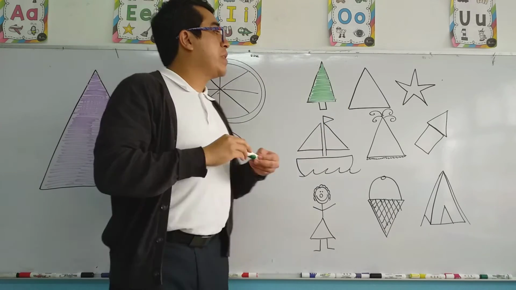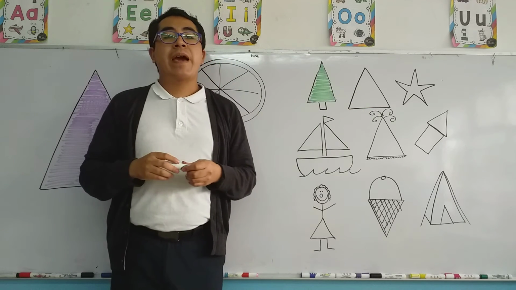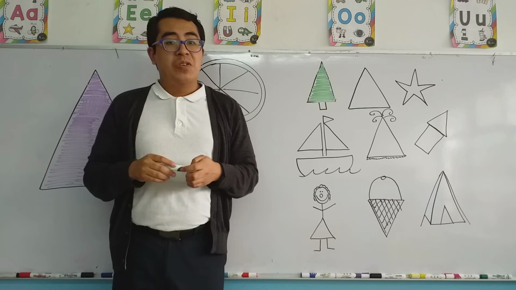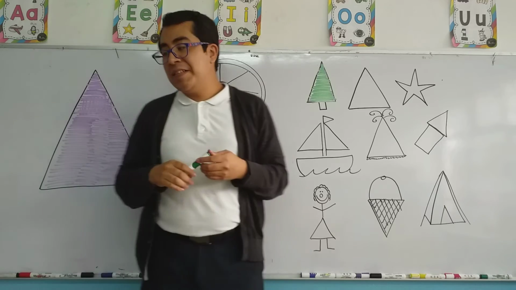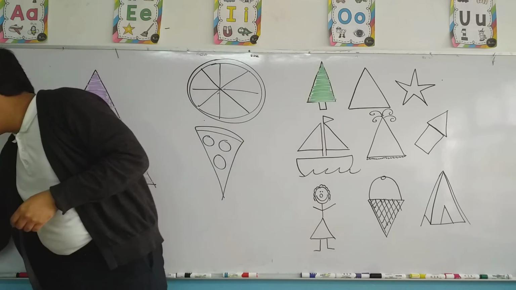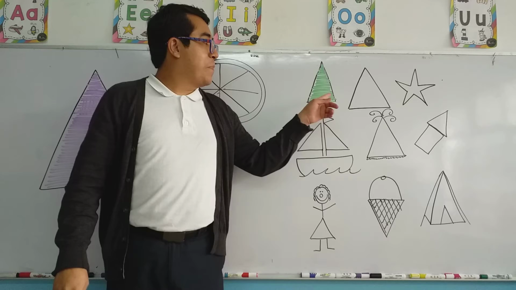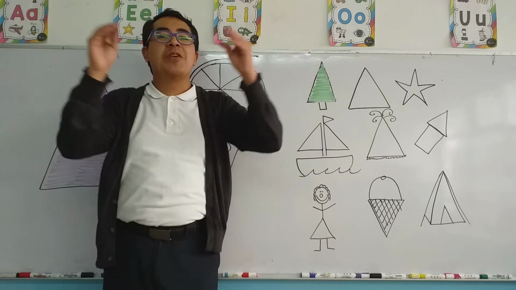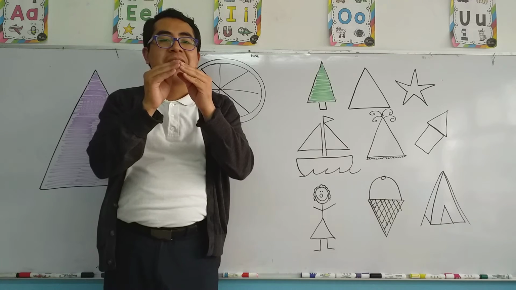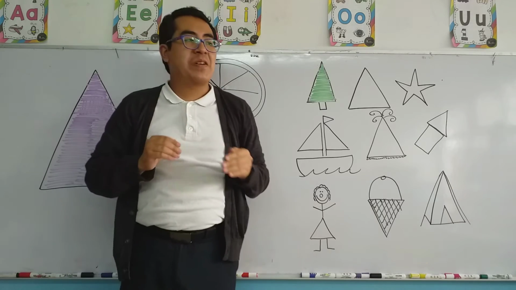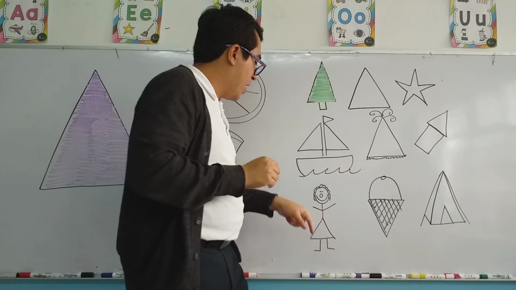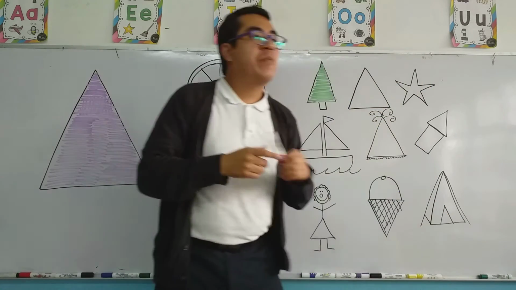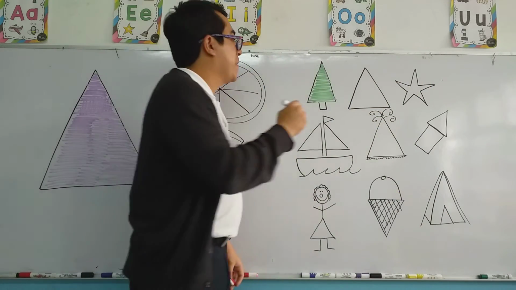Let's continue with the second object. We have a triangle. So, the question for this is, the triangle that appears right here, is it big or small? Small, very good. So, this one, I will paint it with color pink.